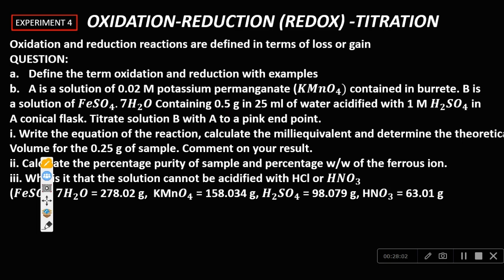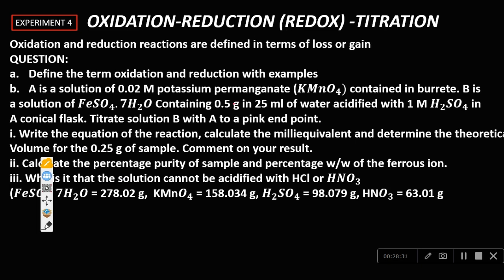Now, I just used those particular values. It does not mean it's actually very correct. I just used that titer value. Are you getting it now? You are going to do your own experiment and then you are going to get the titer value for your own. So 0.5 gram was actually given. Determine the theoretical volume for the 0.25 gram of sample. Alright, so that is that. Comment on your result.